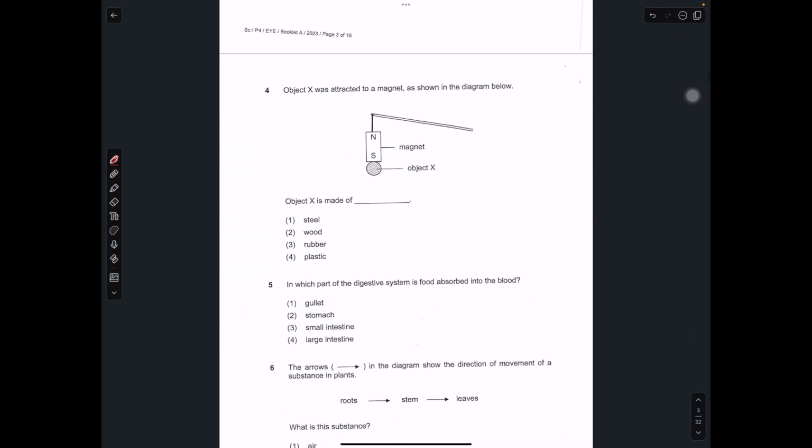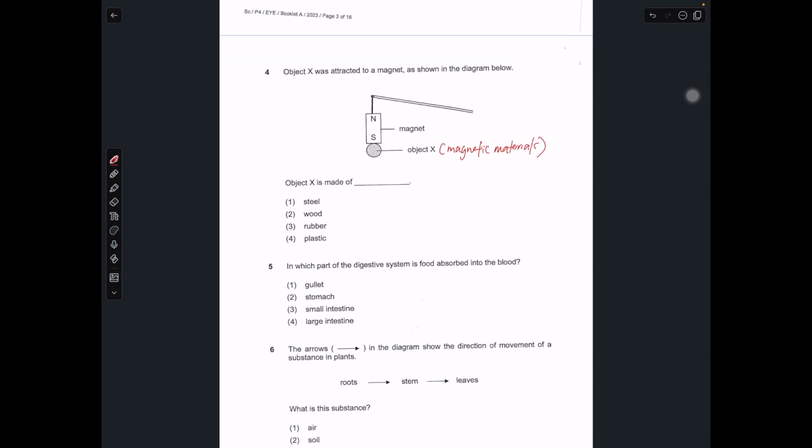Okay, object X was attracted to a magnet. So it must tell you that this is most likely a magnetic material. Okay, so most likely made of magnetic material, so it must be steel. Okay, number 1, steel. Iron, nickel, cobalt are the 4 magnetic materials that you need to know.